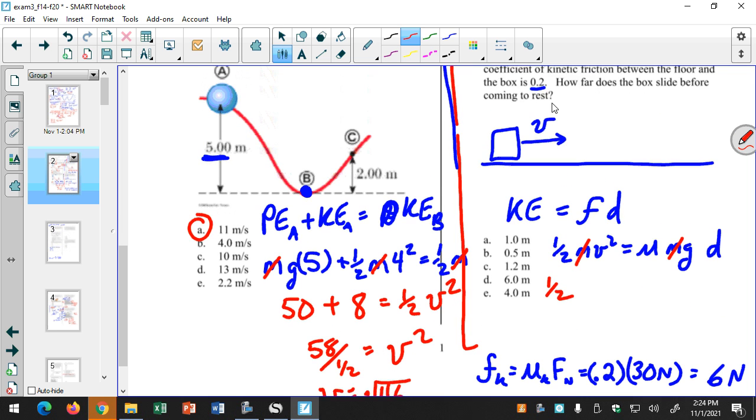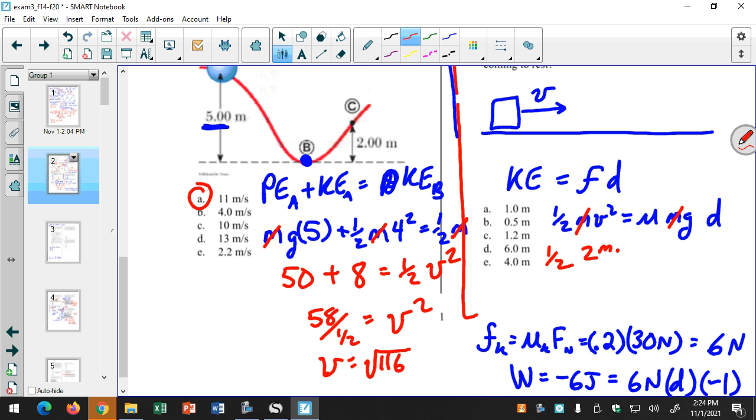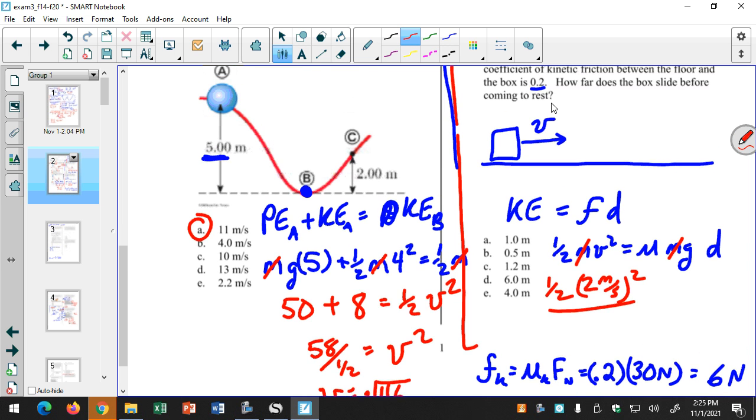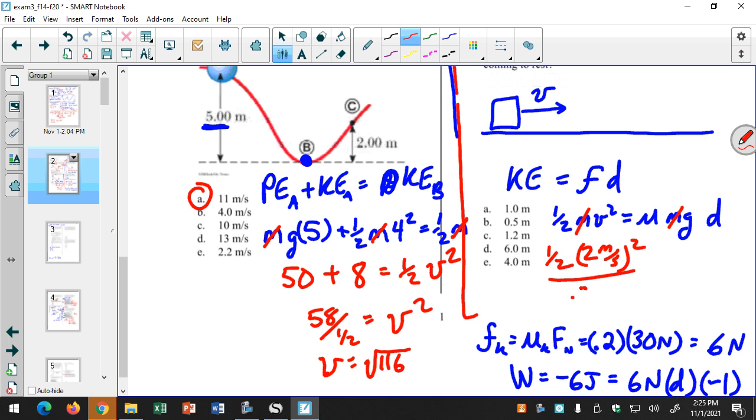So I'll put in some numbers here. 1/2 of v, which is 2 meters per second, squared, divided by mu, which was 0.2, times g, which is 10. That's equal to D. That's 2 divided by 0.2, that's 10. That's 1, right? Isn't that the answer? 1 meter.